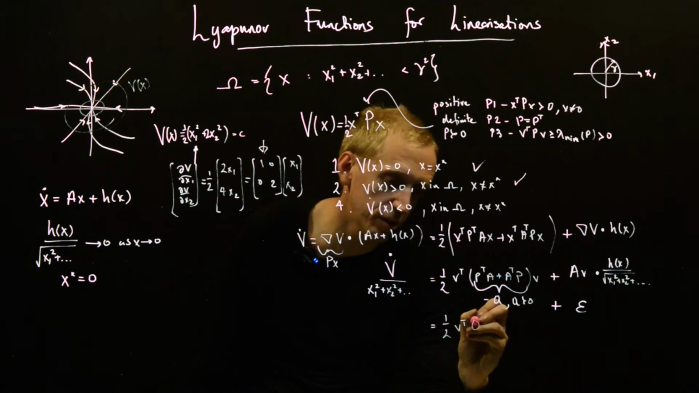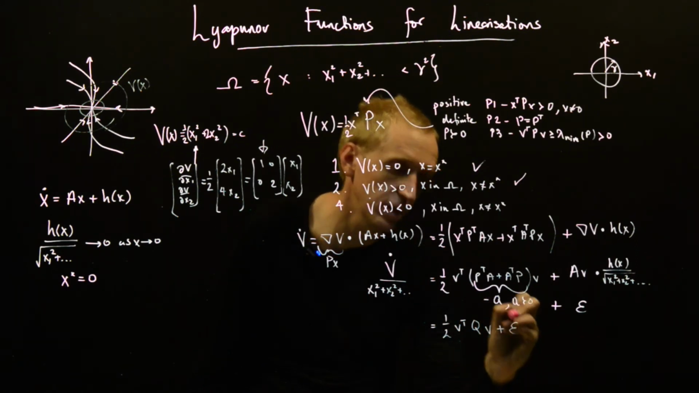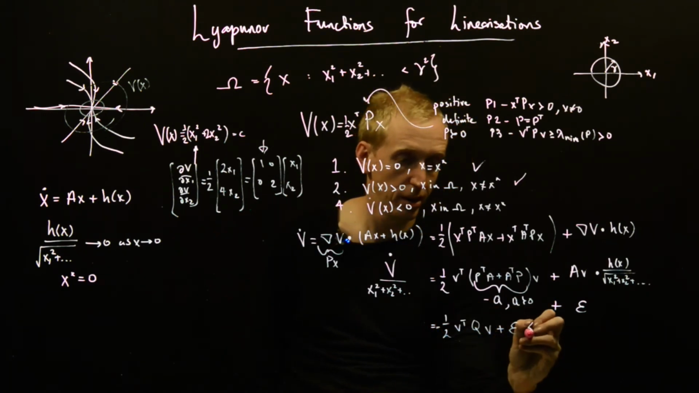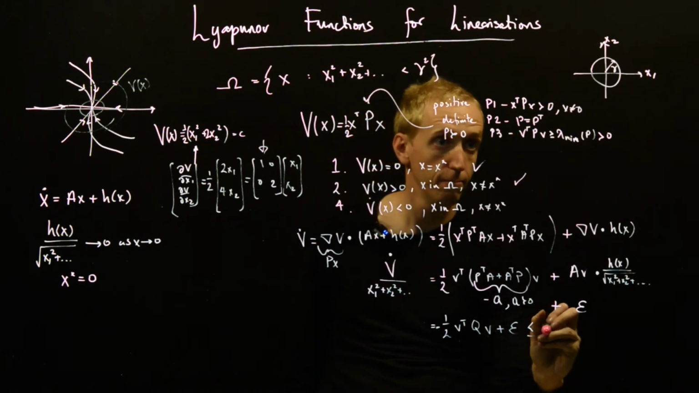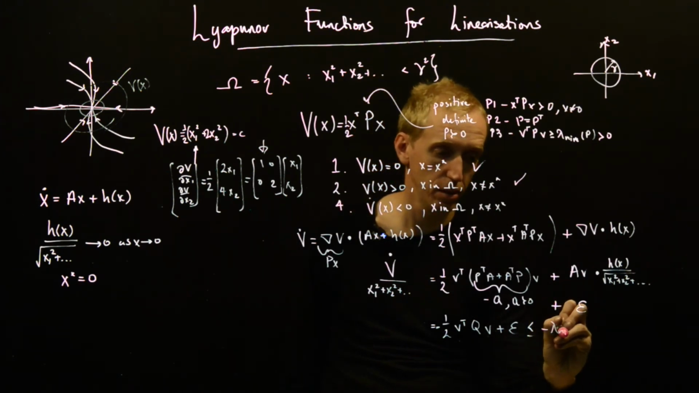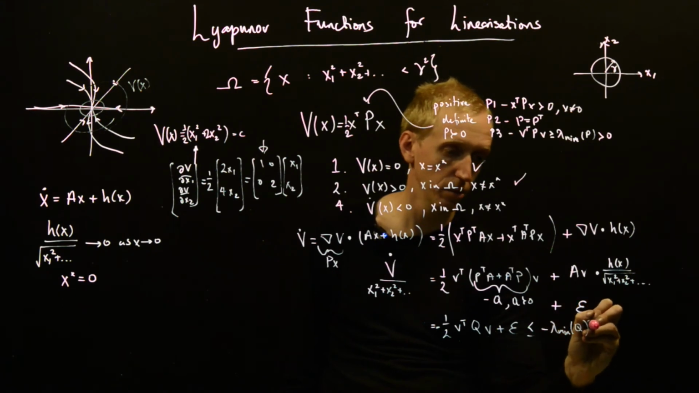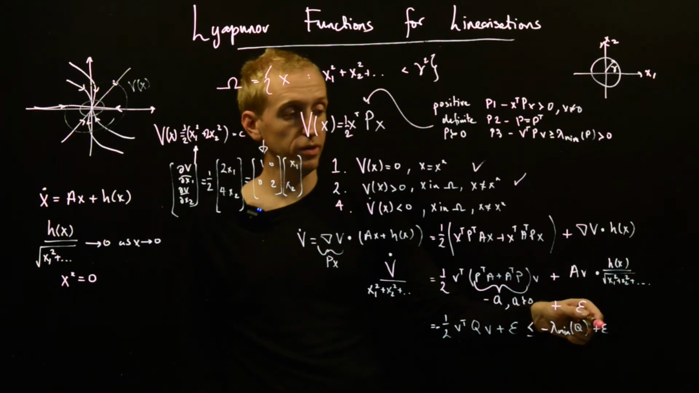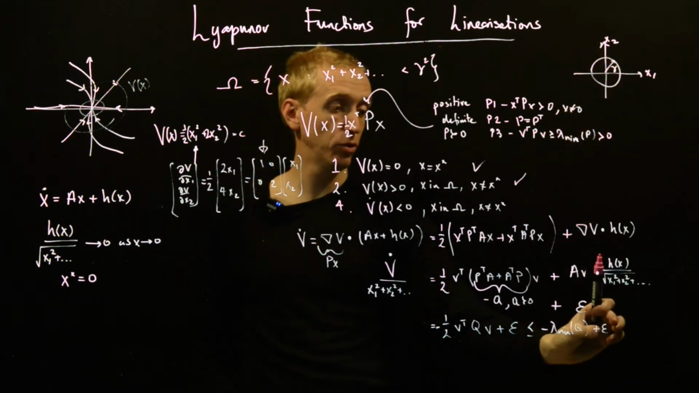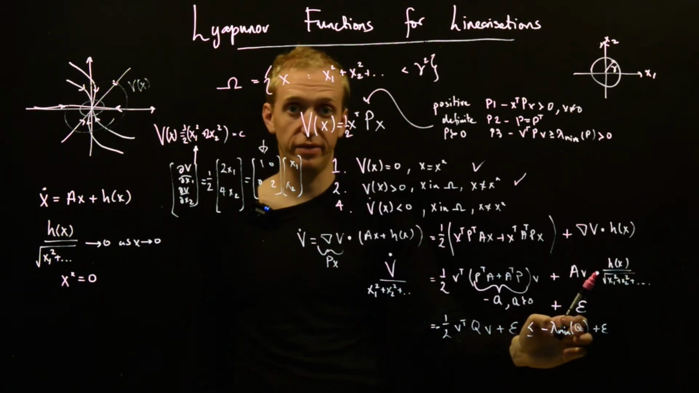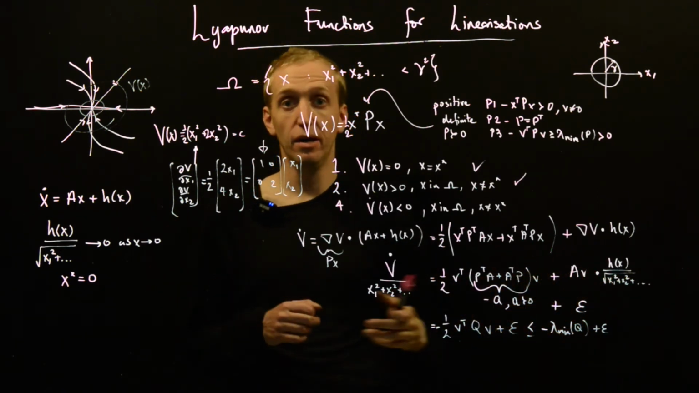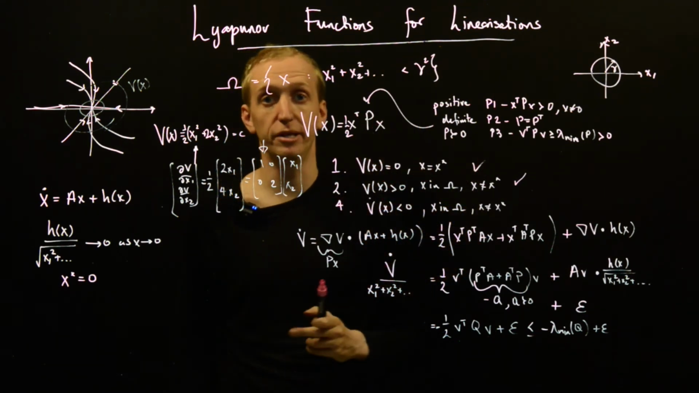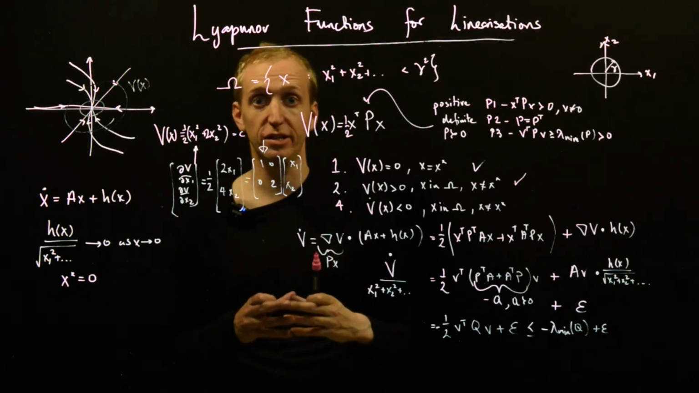Then we'd have V transpose QV plus epsilon, and this is less than minus, and this is now less than or equal to minus lambda min of Q plus epsilon. So as long as we make gamma small enough, we can always make epsilon smaller than the smallest eigenvalue of Q, whatever this matrix Q is, and then we will have proved that V dot is less than 0 on such a region omega, and we'll have proved local asymptotic stability on that region.